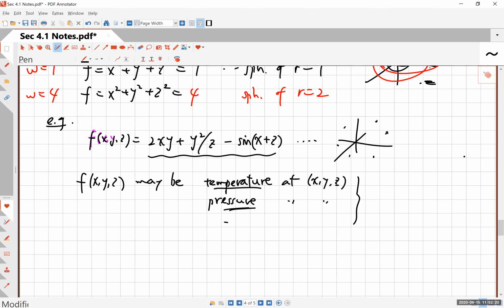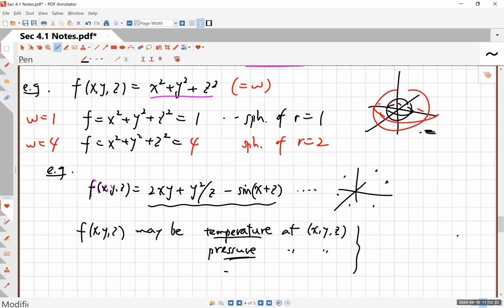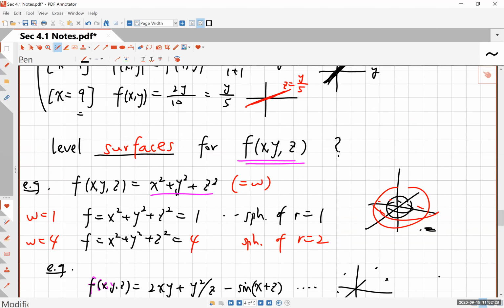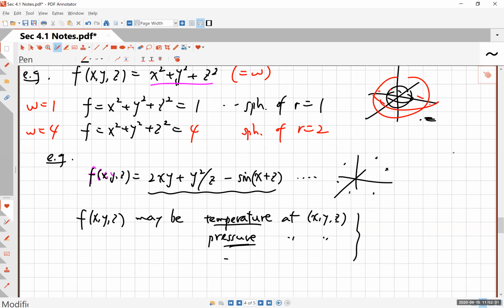Okay, so that's pretty much all I'm going to say about section 4.1. In section 4.2, we'll be looking at limits and continuity of these functions. And there's one very tricky thing about limits. And so that's what we'll be studying.